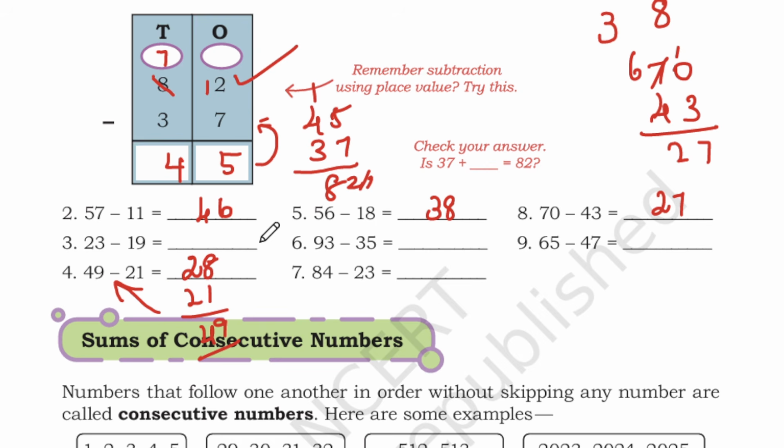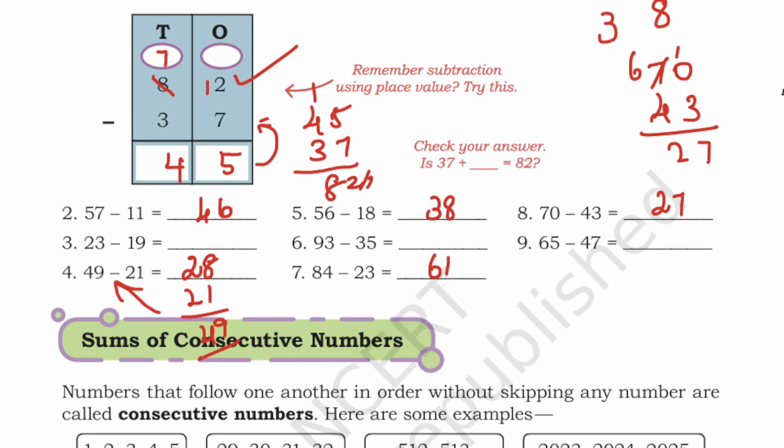Okay. Likewise, next we have 84 minus 23. 84 minus 23 is 61. So when you add 61 plus 23, you will get 84. Okay. And 84 minus 23, you will get 61. Okay. Likewise, if you subtract 84 minus 61, you will get 23.